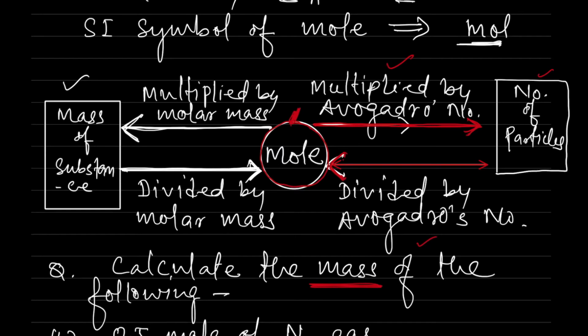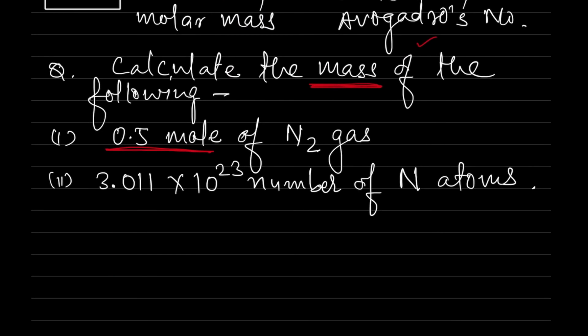See here, with this relationship you can see that if we will multiply the mole given us, the number of mole is given us, and we can multiply this by the molar mass, then we can get the mass of the substance. First of all, the problem is given here, the first question is given here. So how to solve this problem? So first we are going to solve this. We are going to find out the mass of the 0.5 mole of nitrogen gas.